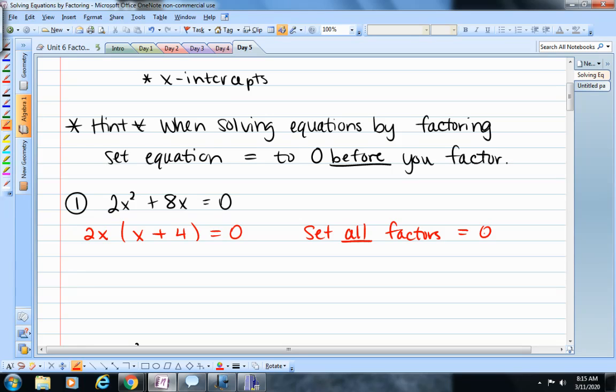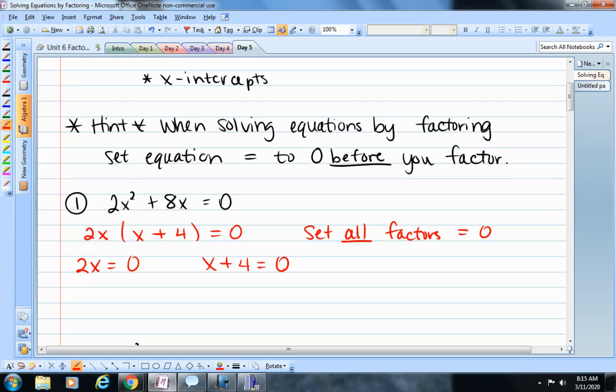So what factors do I have? What's a factor? 2x is a factor and x plus 4 is a factor. Y'all see that? Okay, so you set 2x equal to 0, and you set x plus 4 equal to 0. Set all of your factors equal to 0. And then you're going to solve both of those little bitty baby equations.